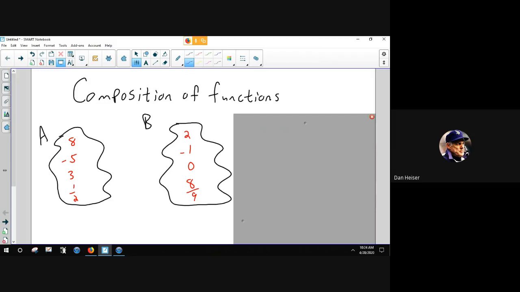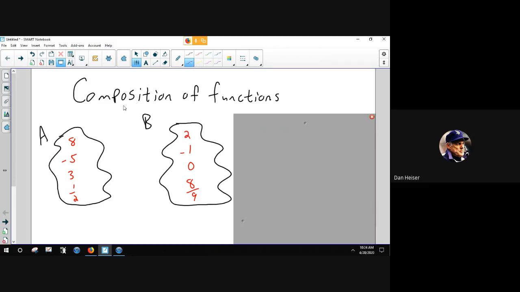We're going to move on into another topic that is somewhat review, and that is composition of functions. Composition is when we deal with more than two functions, or sometimes deal with a function and itself two or several times. So here I have two sets, and remember how a function is defined.